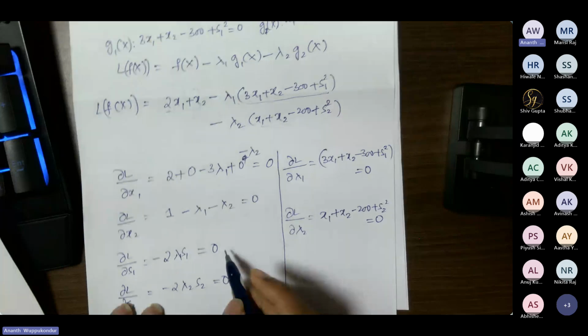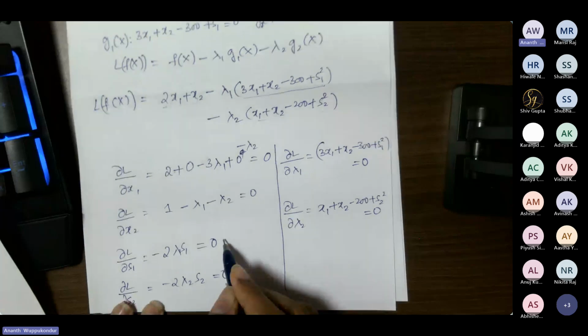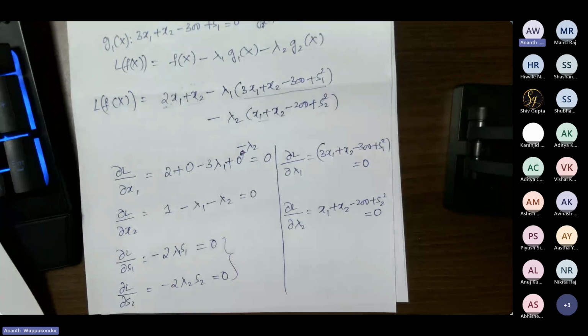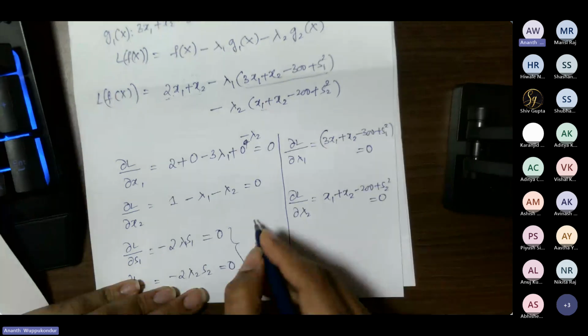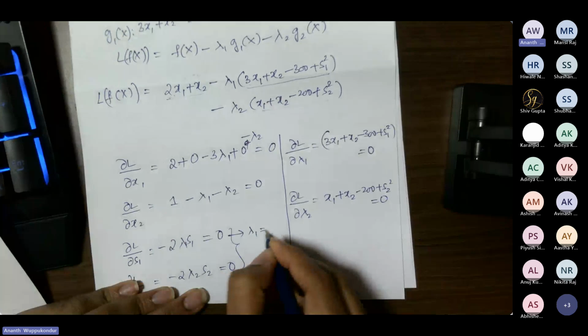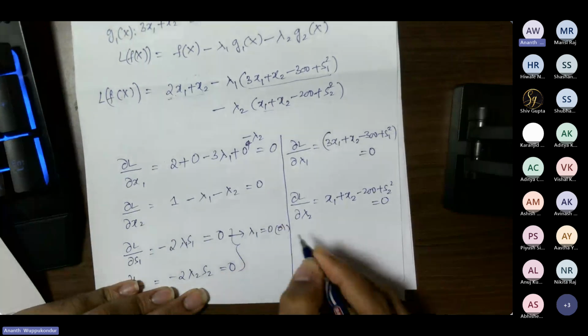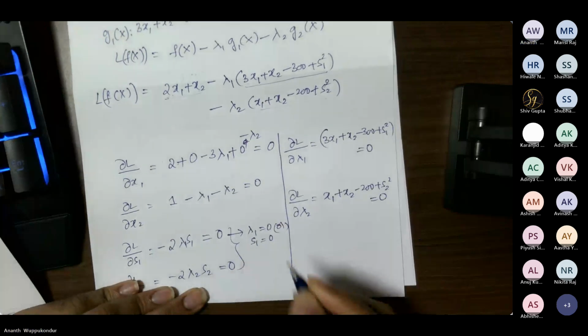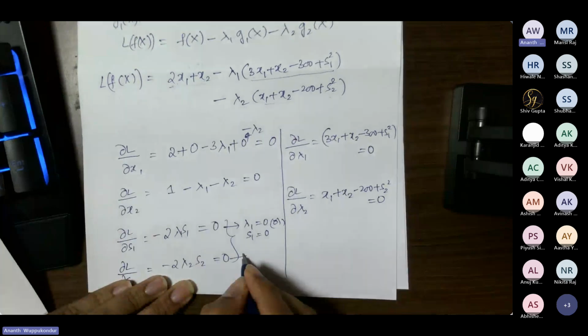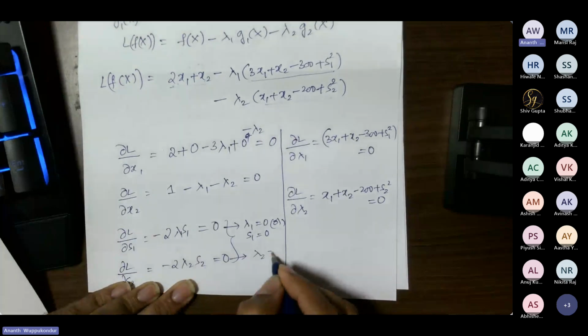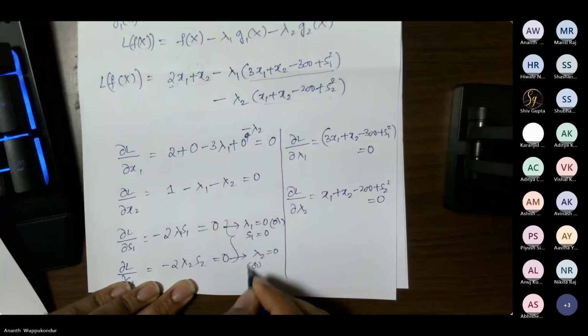So the 4 possible solutions are based on these two differentials. When you differentiate with respect to S1, we have lambda 1 S1 equals 0. And when you differentiate with respect to S2, we get lambda 2 S2 equals 0. So what this can lead to is, from this, either lambda 1 equals 0 or S1 equals 0. Again, from this, lambda 2 equals 0 or S2 equals 0.